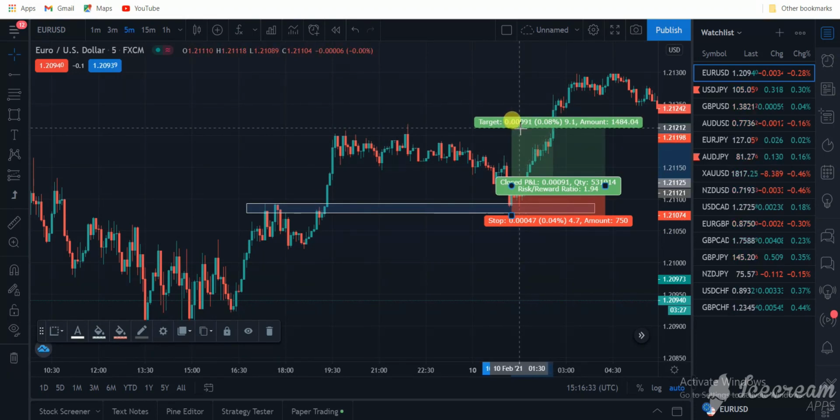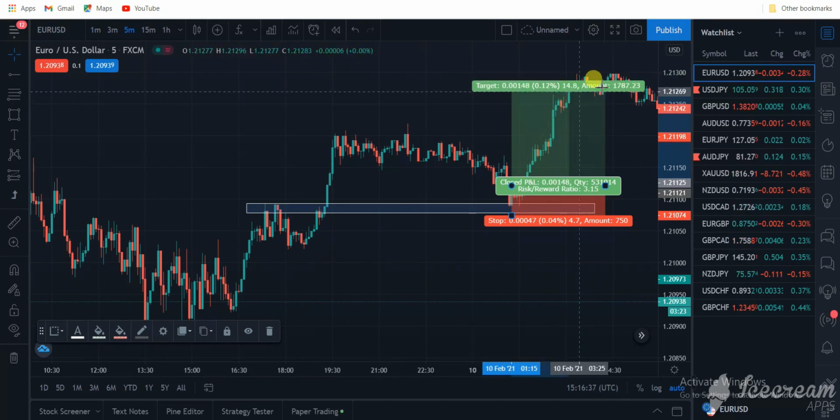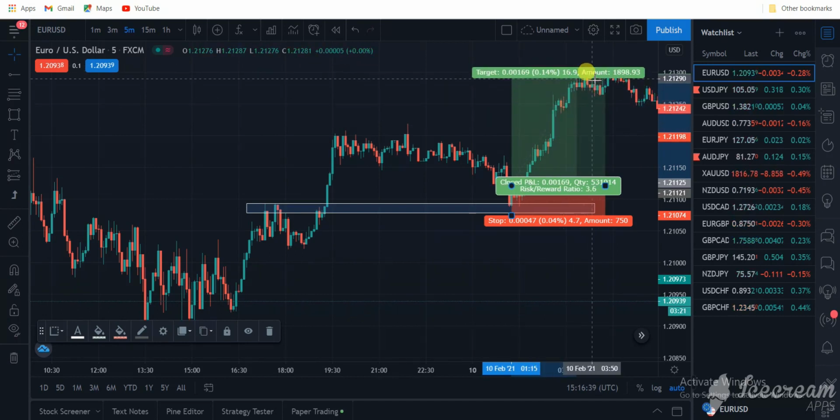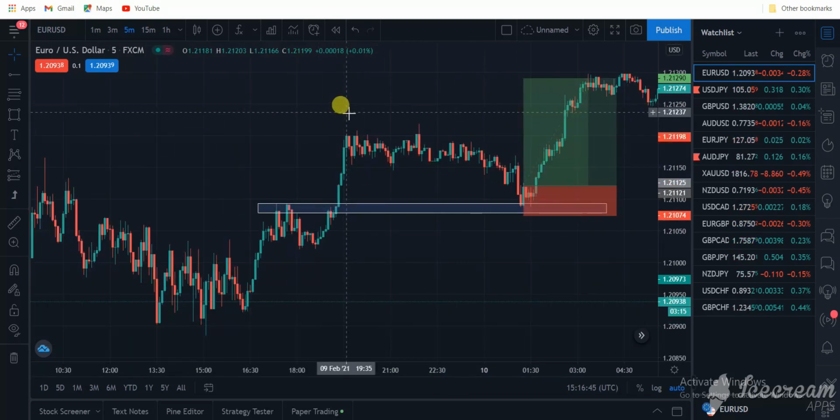But if you want to, you can trail your stops and cover as much of the move as the market gives you. As you can see, the market gave us a 1 to 3.6 on this trade. So it all depends on what you want. This is an easy break and retest price action trading strategy, with an engulfing candlestick pattern, which is your entry confirmation.